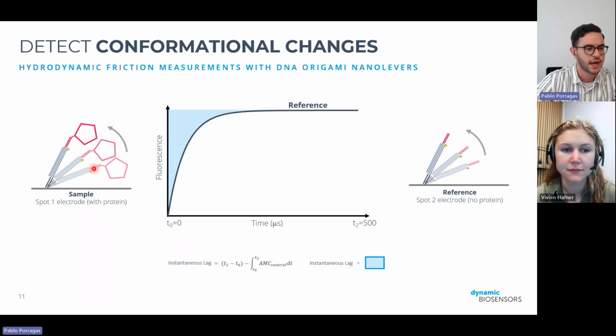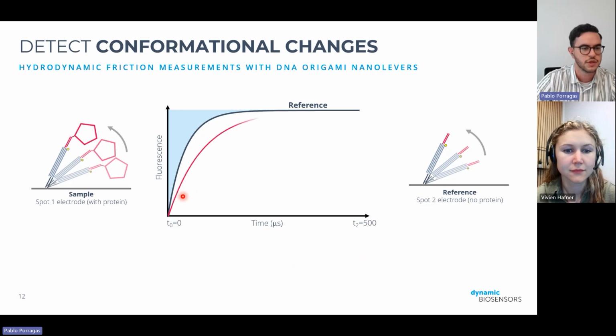We can then take a look at how the sample origami nanolever with our protein attached to it moves in relation to this reference nanolever. So that might look something like this. The first thing that you'll notice is that the movement of the sample nanolever with the protein attached moves a little bit slower into the standing position than the reference nanolever. In other words, the origami with the protein is lagging behind the reference nanolever.